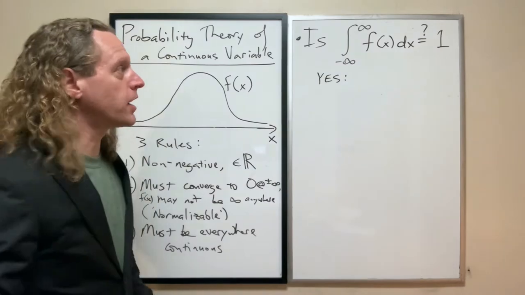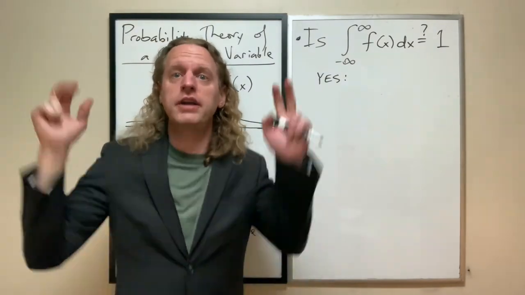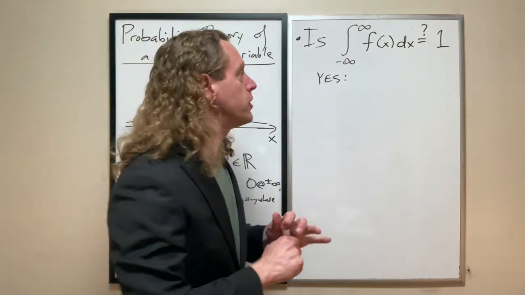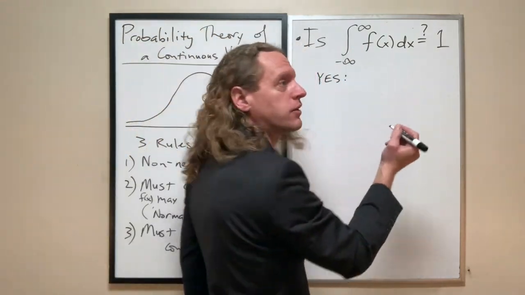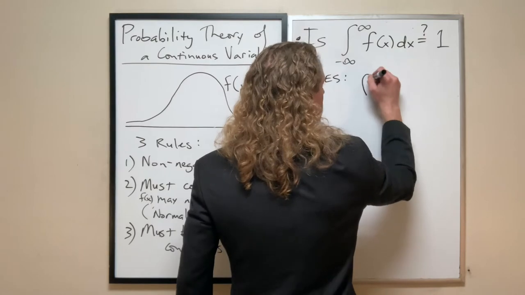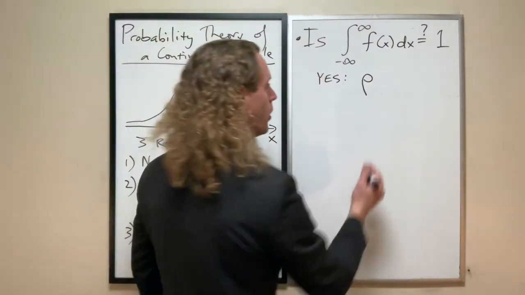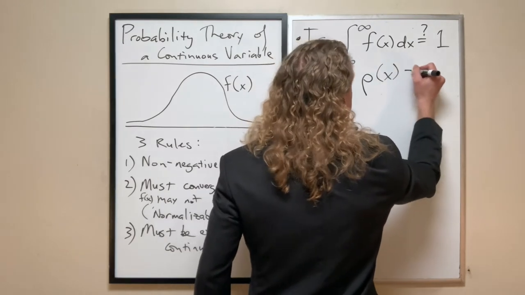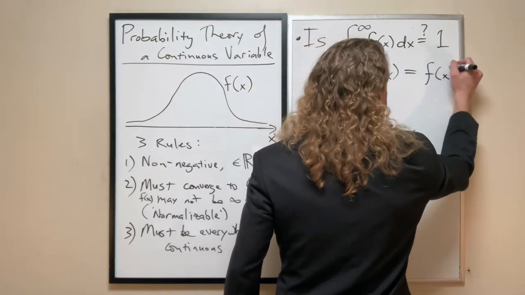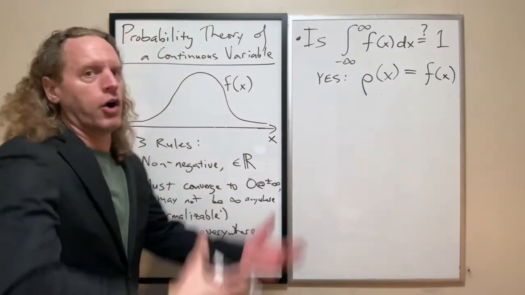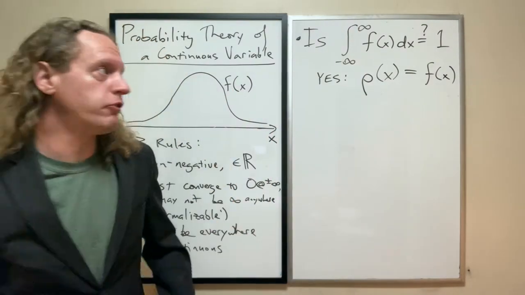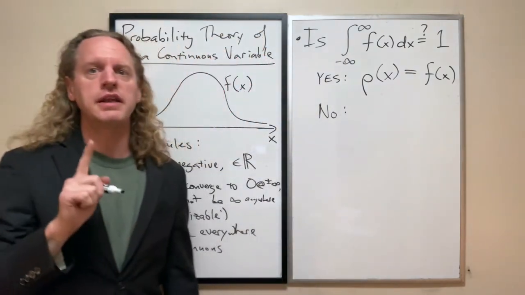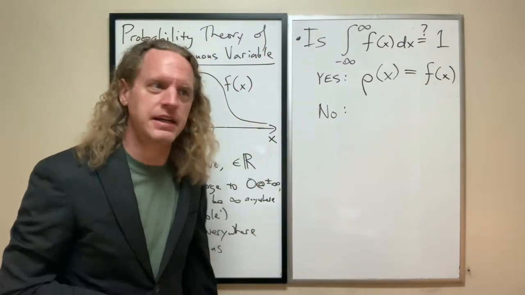it's easy, because this is what we say is already normalized. And that gets back to this thing here. So if that is true, then all we're going to do is simply define a new function, rho. It's the curly P, but it's the Greek letter rho of x, exactly equal to our function f of x. So we're just giving a different name, but making no changes. If no, then we have to do a little bit of work, but it's still pretty easy.